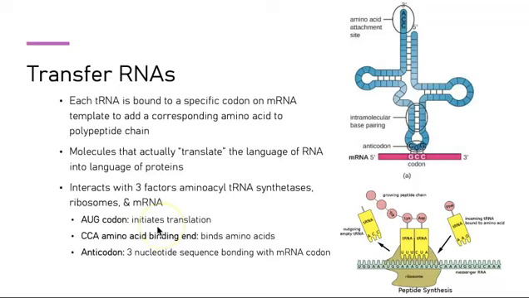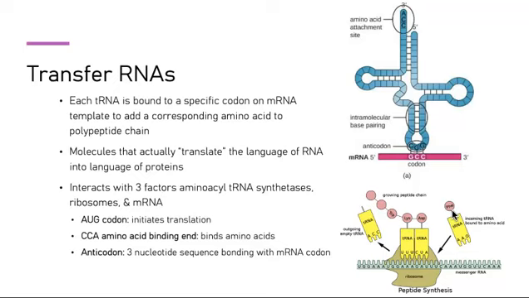Now let's talk about our transfer RNAs. These tRNAs are going to be bound to a specific codon on the mRNA strand. And like we said, they have this corresponding anticodon that then is going to code for a specific amino acid that attaches to create our polypeptide chain. And so these tRNA molecules are helping to translate the language of our RNA strand into our language of proteins. And you could see that pretty well down over here.